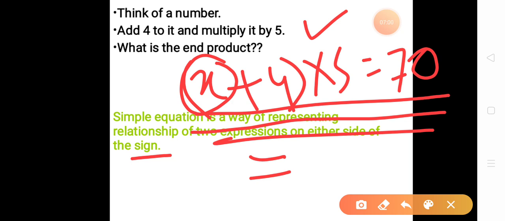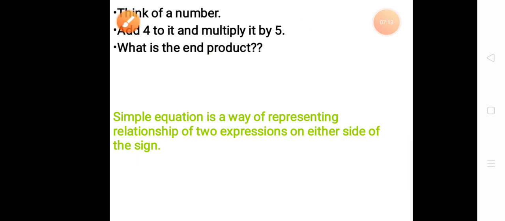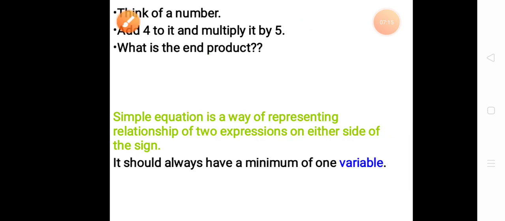So similarly, the alphabets that you are going to take, suppose you are going to take A, B, C, whatsoever, that has a general term and it is known as a variable. Therefore, a simple equation should always have a minimum of one variable. What is the meaning of the word variable? Variable is something whose value keeps on changing.